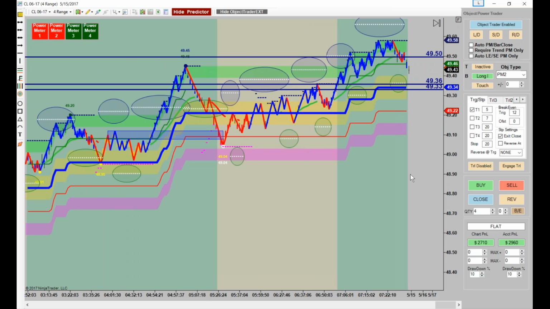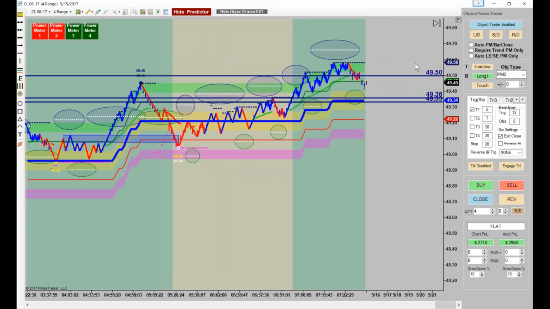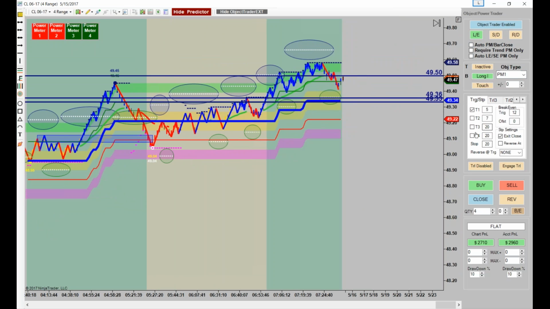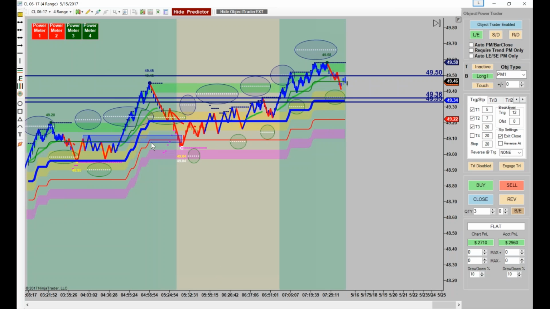Where's our trade on this chart, everyone? Predictor, power meter. Let's go with power meter 1, and we'll do 3 entries like that. Power meter 1 goes green. It came down to a predictor. I'd really like for it to come all the way down to this line. It almost did.